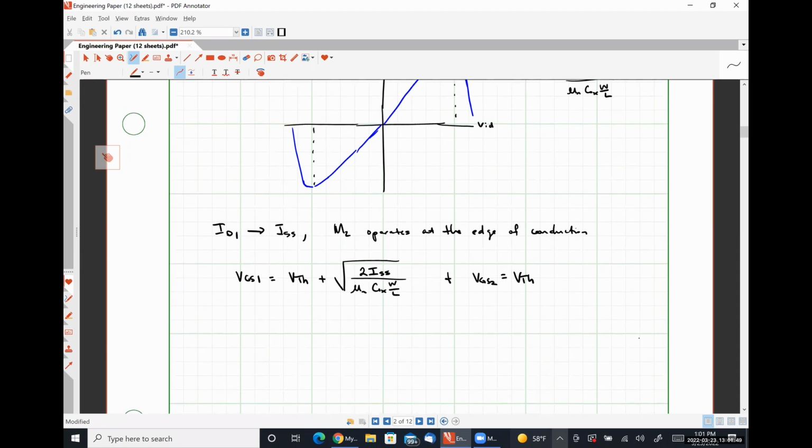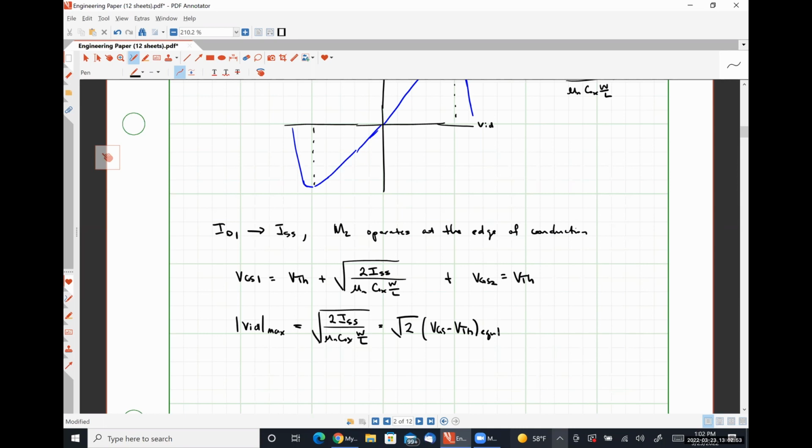From this, we can see that our input differential mode signal also has a constraint on it. It can't get too large, or we start getting into those weird spots. And so our input differential mode signal can only be 2 ISS over UN Cox W over L, or root 2 times VGS minus VTH. So there's a relationship between the largest value our input differential mode signal can have versus our input common mode signal.